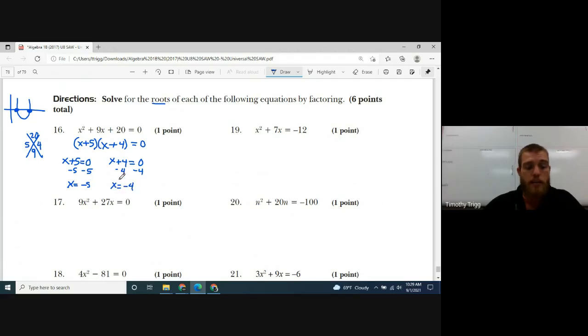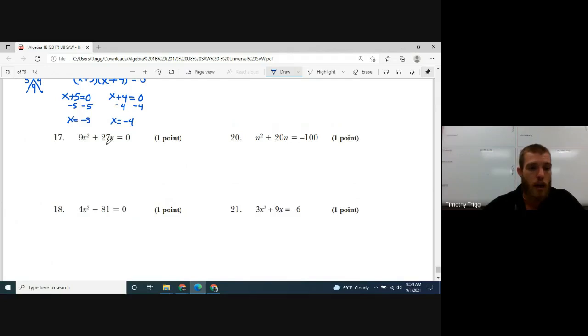So one of the key things here is that you could always plug these back in to check. If you plug in -5 for x, then you should get this result being 0. Same if you plug in -4 for x, you should get that this result is 0.